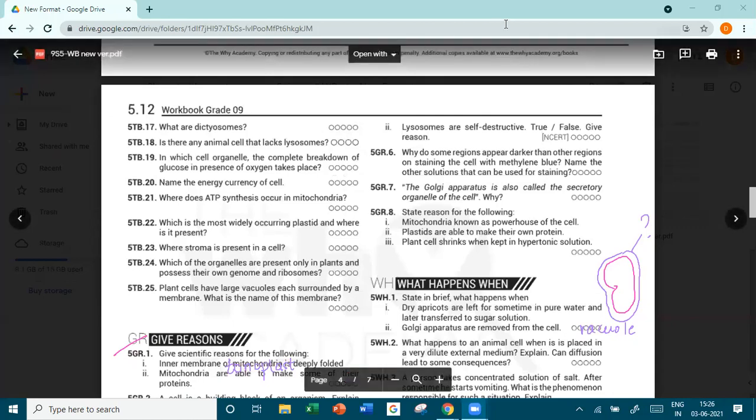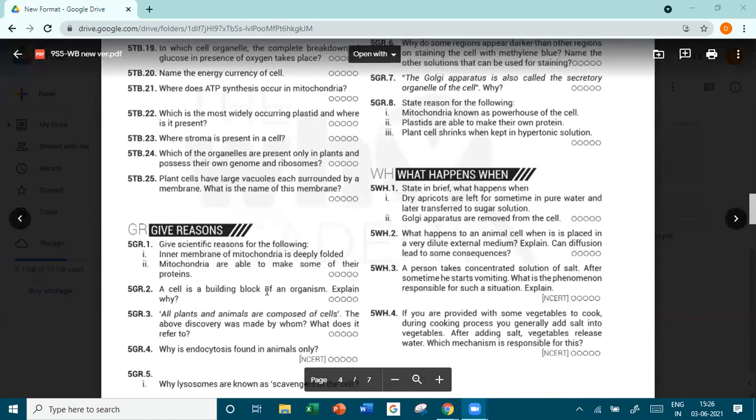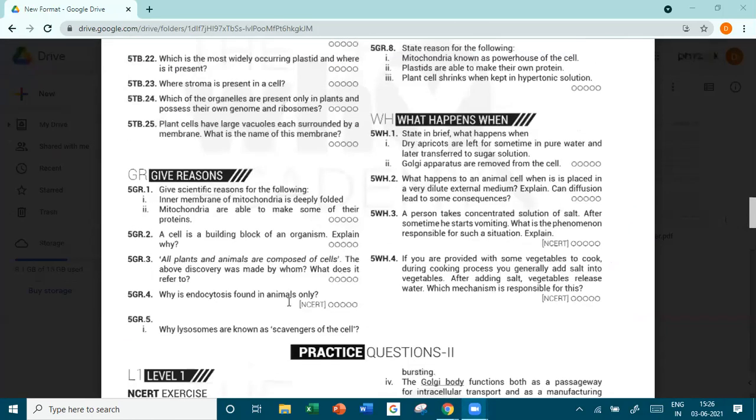Okay, so that is all for theory based questions. Let's go to give reasons. Okay, let's do the second one. A cell is a building block of an organism. Explain why. Simple. Can you try?